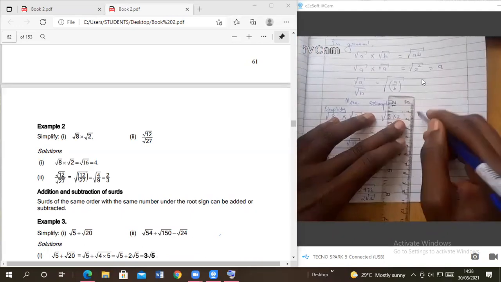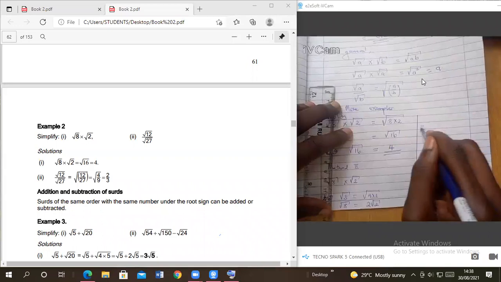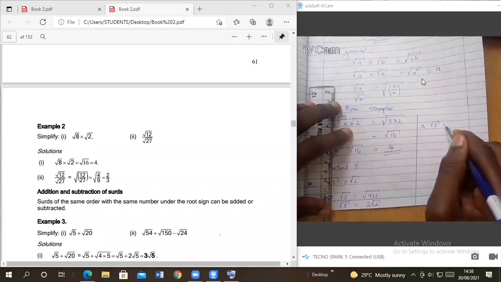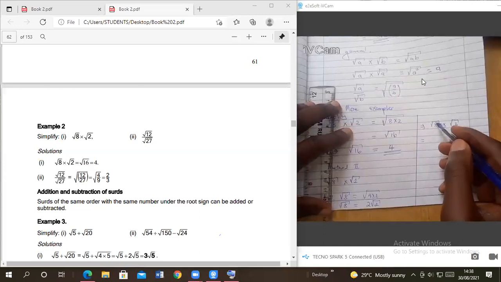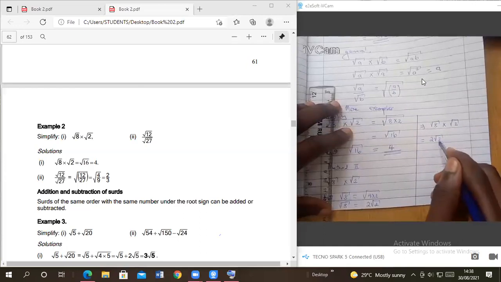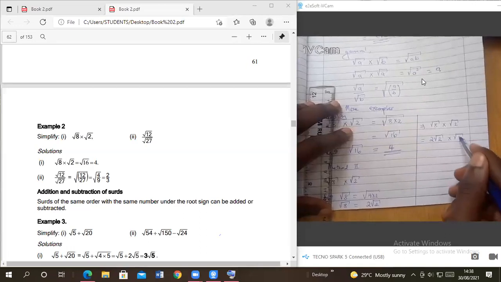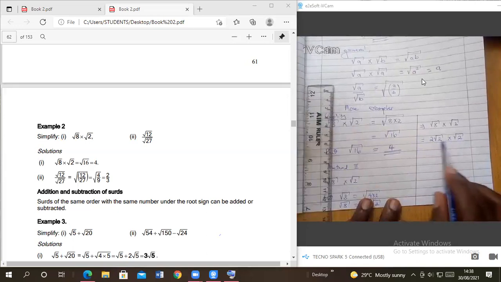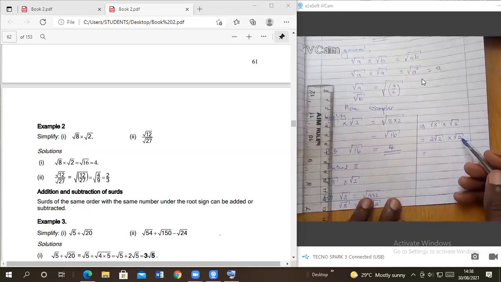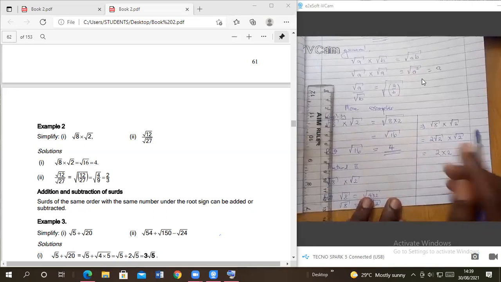So which means we shall have root of 8 times root of 2, which will now give us root of 8, which we said is 2 root of 2, times root of 2. Now you see that these are the same, so root of 2 times root of 2 is 2. So I remain with 2 times 2.